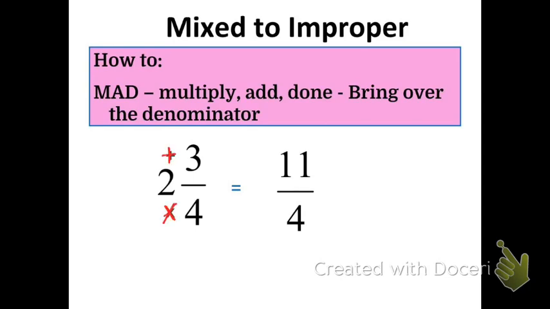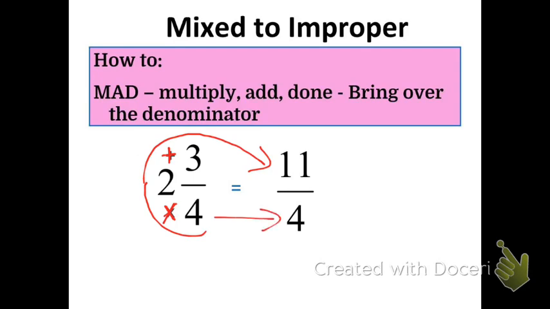Because you're going to multiply here, and you're going to add right here. So you start at the bottom. The other one we started at the top, we're going to start at the bottom. So 4 times 2 is 8, plus 3 more is 11. That's how we get the top number. Okay? And then we just bring over the denominator. So it's 11 over 4.